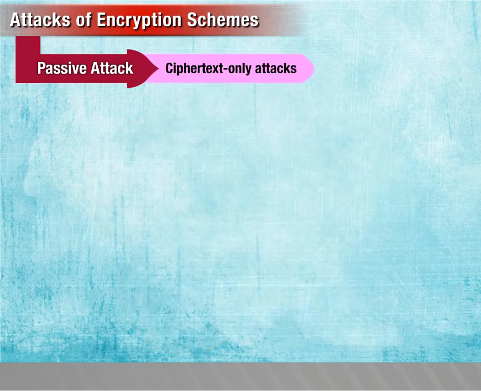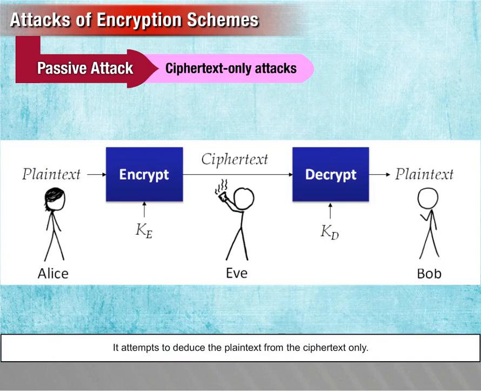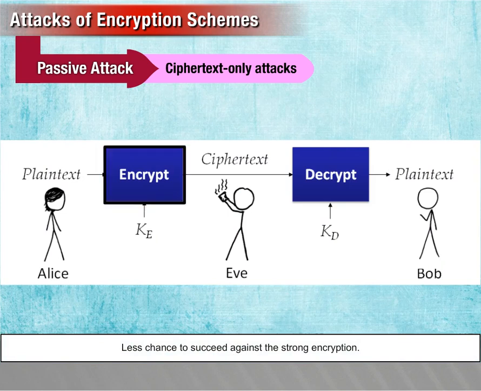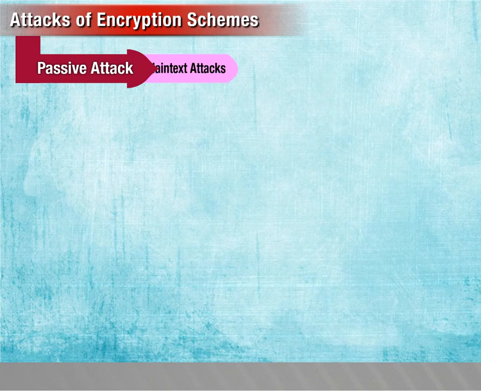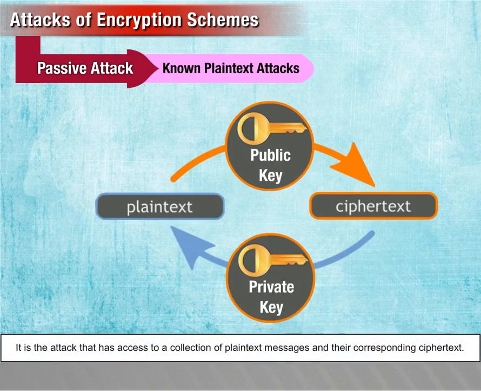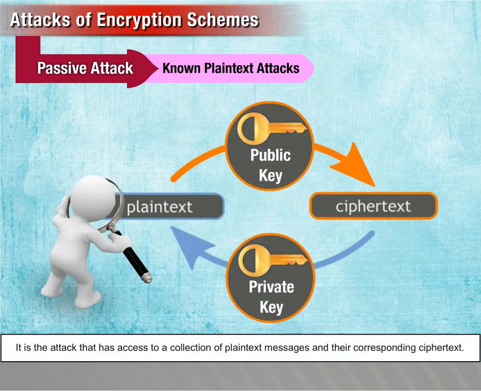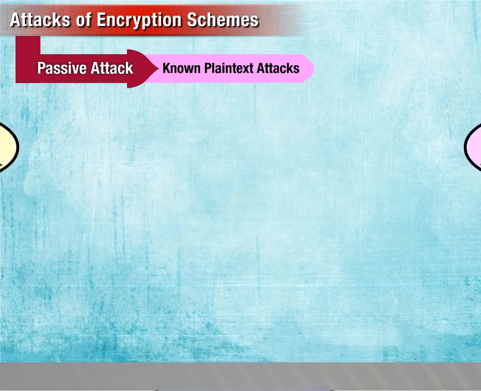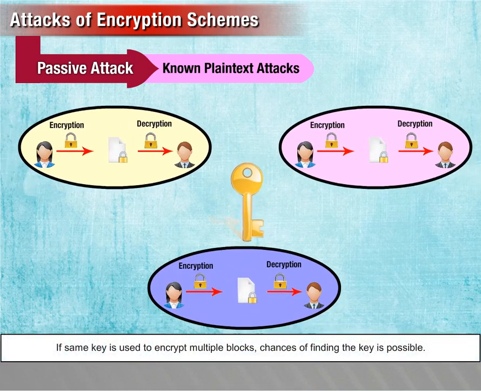Ciphertext only attacks attempt to deduce the plaintext from the ciphertext only. There is less chance to succeed against strong encryption. Known plaintext attacks: the attacker has access to a collection of plaintext messages and their corresponding ciphertext. If the same key is used to encrypt multiple blocks, finding the key is possible.